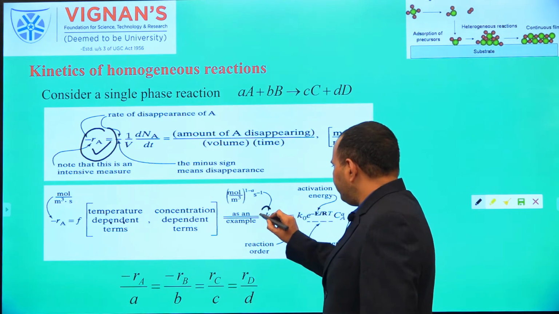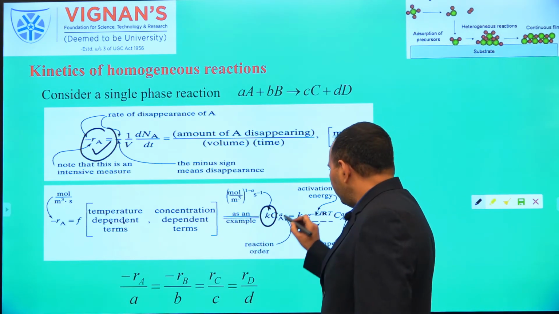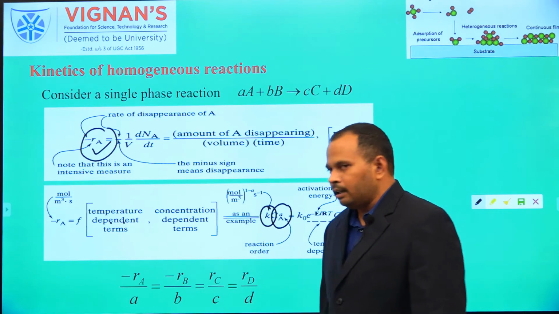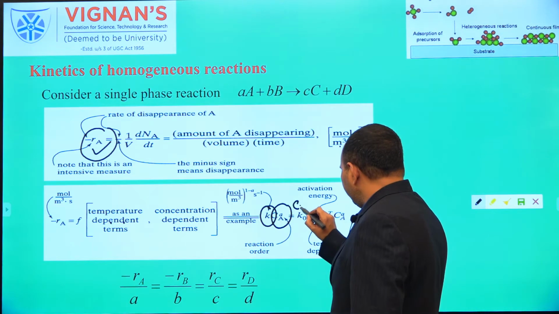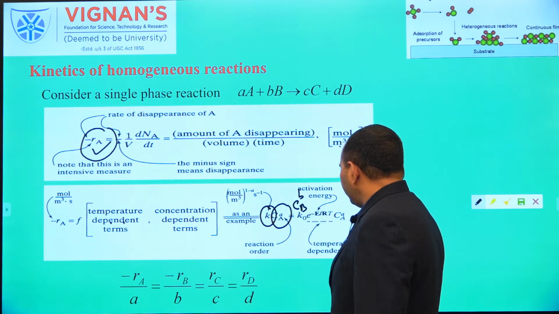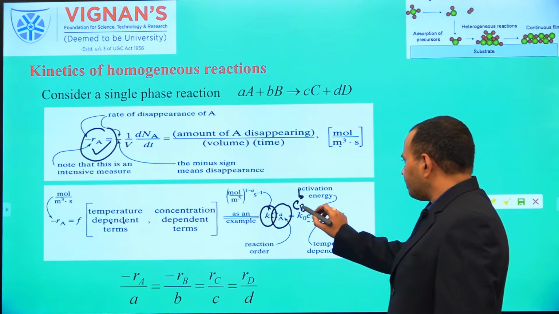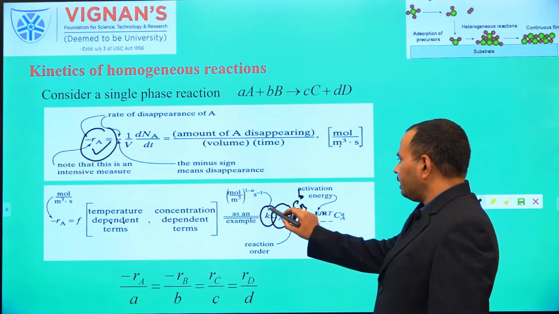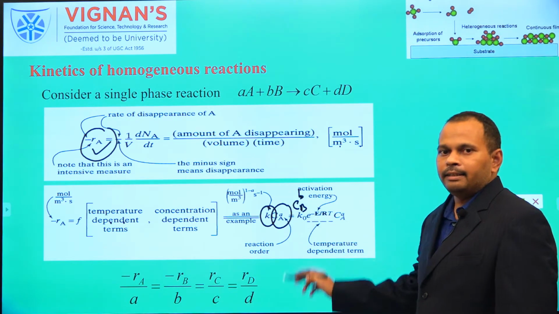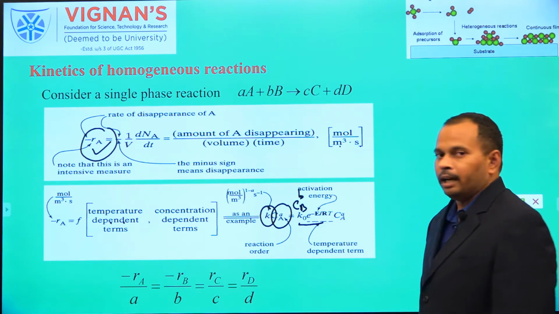k is the temperature dependent term in the rate equation, and the concentration dependent terms are nothing but the concentrations of the reactants. Here CA to the power of a, and this is supposed to be CB to the power of b. Maybe this reaction is independent of B, so CB is not considered here. Rate constant k always follows the Arrhenius equation: k is equal to k0 into e to the power of minus E by RT.